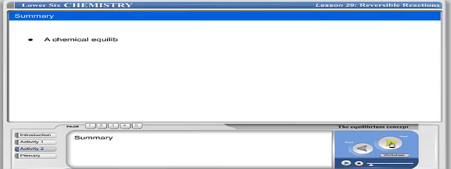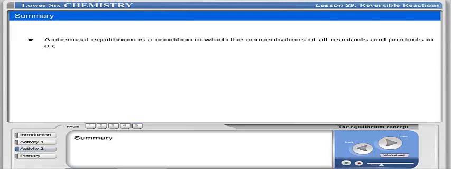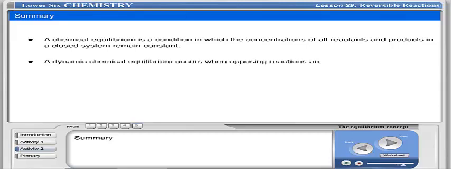Summary: a chemical equilibrium is a condition in which the concentrations of all reactants and products in a closed system remain constant. A dynamic chemical equilibrium occurs when opposing reactions are proceeding at equal rates.